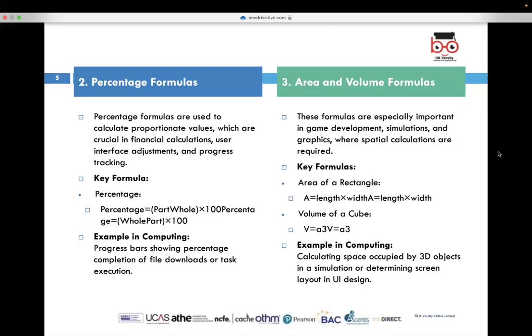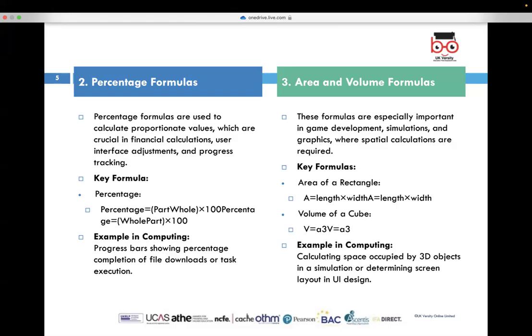Percentage formulas are used to calculate proportional values, which are crucial in financial calculations, user interface adjustments, and progress tracking. The key formula for this is percentage, which is part over whole times 100. An example in computing is progress bars showing percentage completion of a file download or task execution.